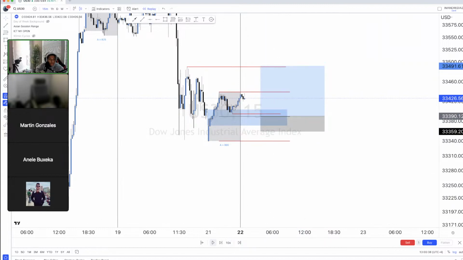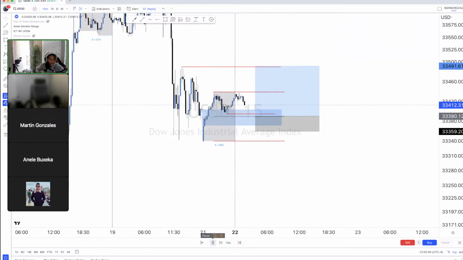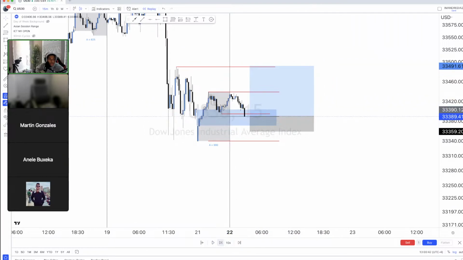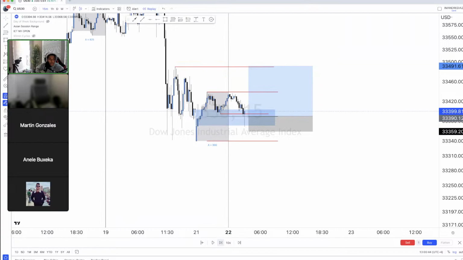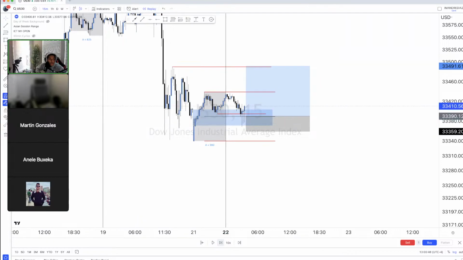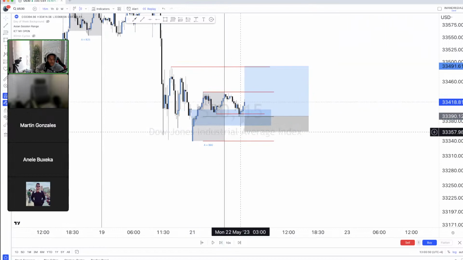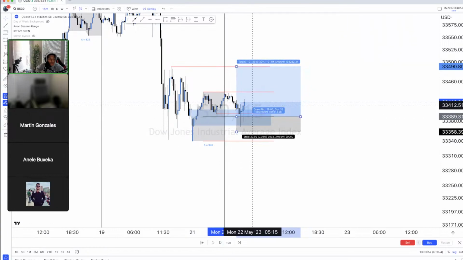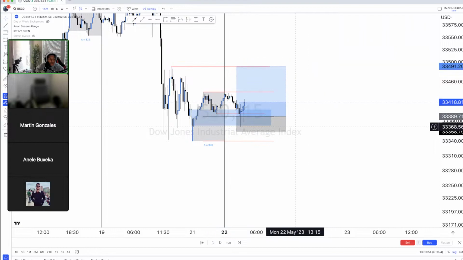So let's see. It's coming into it. Boom. Tapped it. Turned into a wick. Good wicks. And what time did it create this low? 3 a.m. Would you look at that? It's not random. Not random. Let's see where it goes.